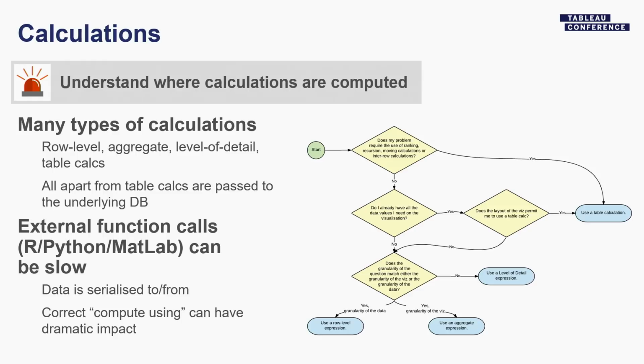And that affects things like building external services or calls to external services such as R and Python and MATLAB. When we're building calls to those services, they are created as table calcs. And as table calcs, you have to remember to set your partitioning and your addressing, compute using. Tableau will make a call to that external service for every value that's partitioned. So if you partition your viz by customer name, and you're making a call to Python or R, then we're going to make a call for every customer name.